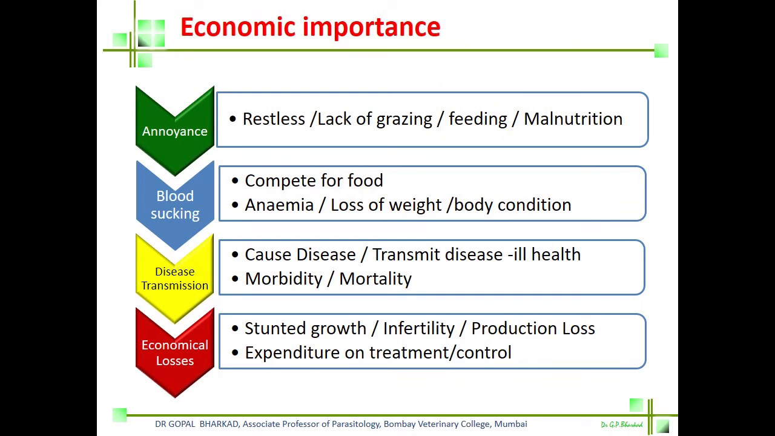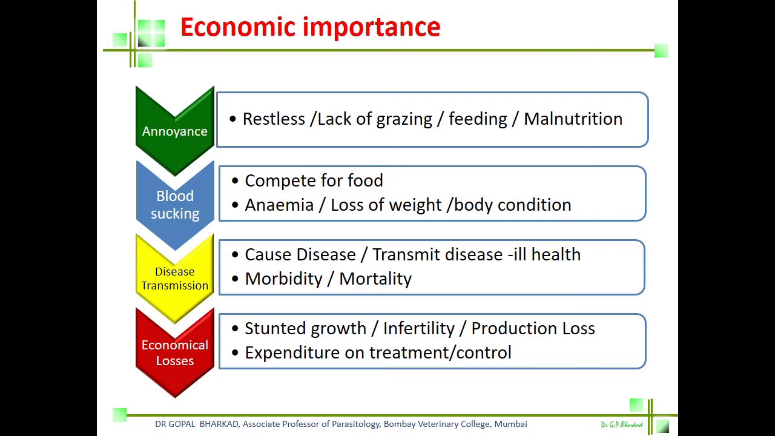When we talk in general about the economic importance of parasites and parasitic diseases in the livestock sector, parasites, especially ectoparasites, create annoyance. They make the animal restless. The animals cannot concentrate on their normal routine like grazing and feeding, and they undergo malnutrition. In addition, parasites like GI parasites compete for food. Some of the ecto- and endoparasites are blood-sucking, leading to loss of blood, anemia, and eventually the animals lose their condition.